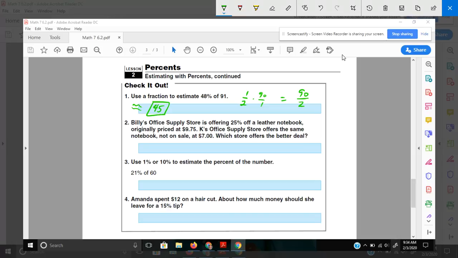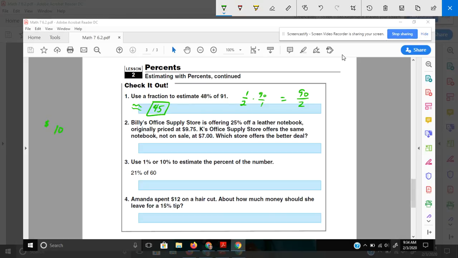Number 2, it says Billy's office supply store is offering 25% off of a leather notebook, originally priced at $9.75. Kay's Office Supplies offers the same deal, not on sale, at $7. Which store has the better deal? Okay, so Billy's 25% off a notebook, originally priced. We're going to round that to $10.